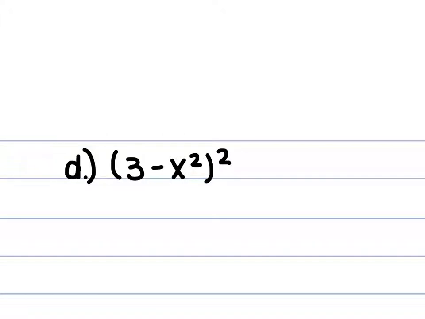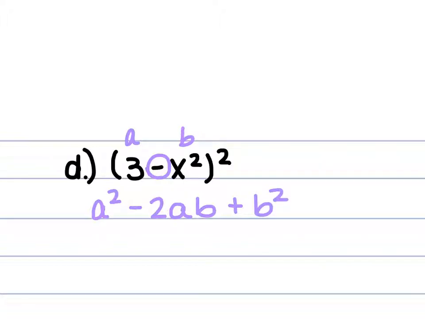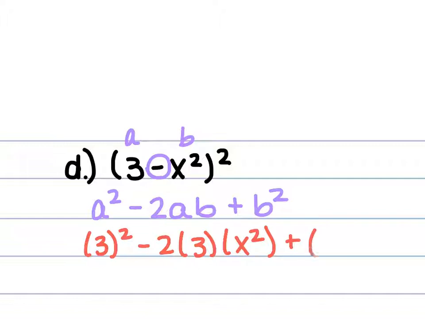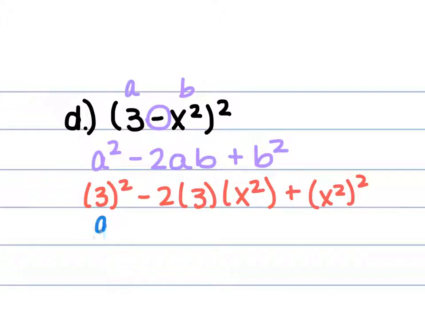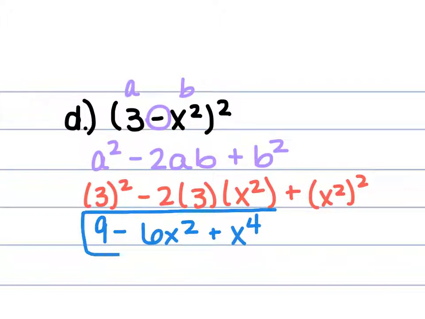For d, we have 3 minus x squared raised to the second power. So a is going to be our 3, and b is going to be our x squared. We have a negative there, so we're using a squared minus 2 times a times b plus b squared. So fill in. We're going to have 3 raised to the second power minus 2 times 3 times x squared plus x squared raised to the second power. So the 3 squared is 9 minus 6x squared plus x squared raised to the second power is x to the fourth power. So we have 9 minus 6x squared plus x to the fourth power.